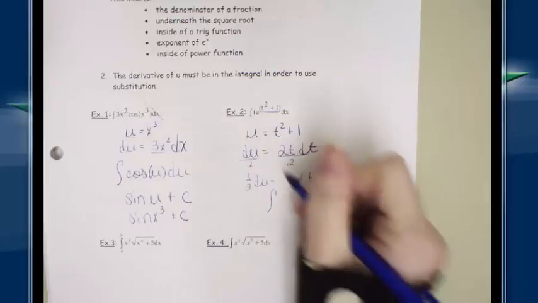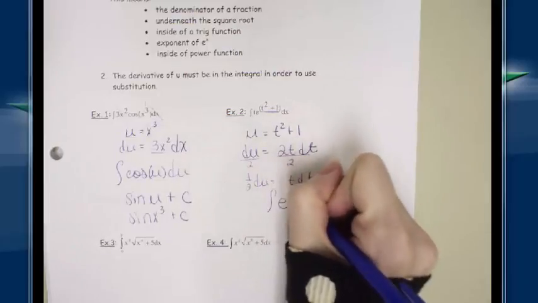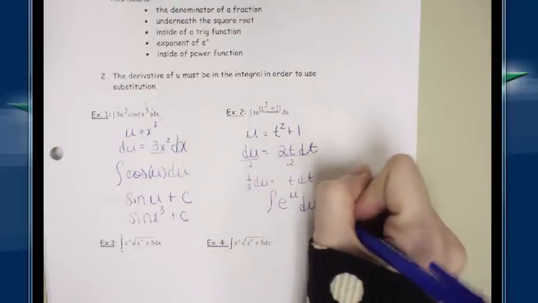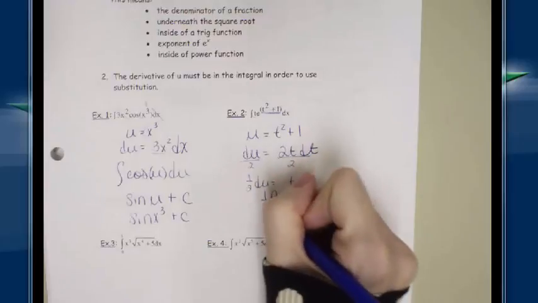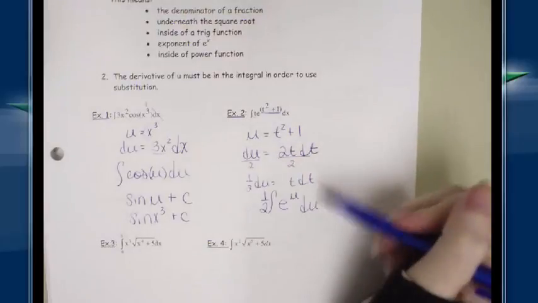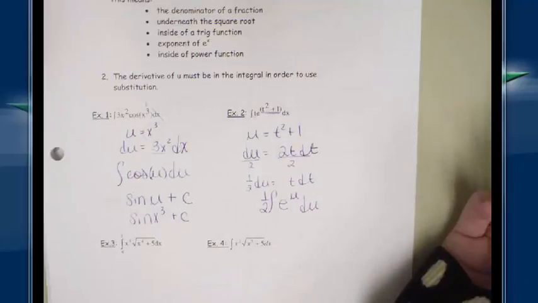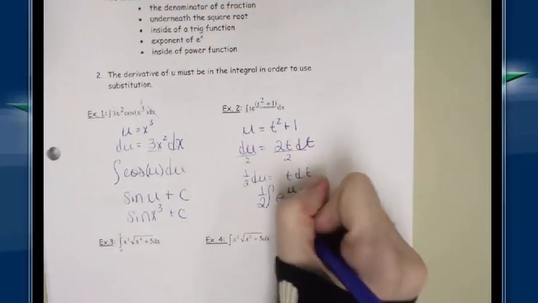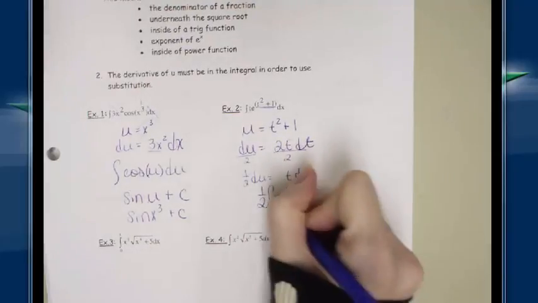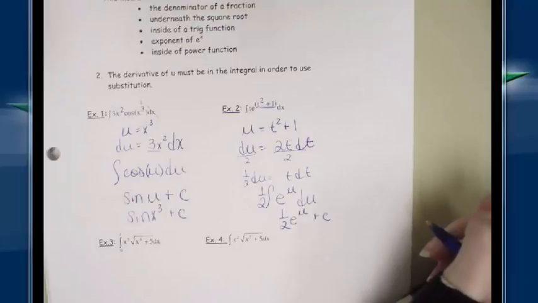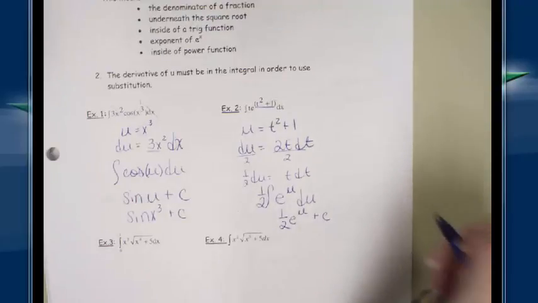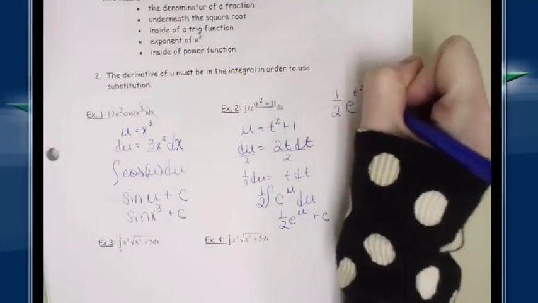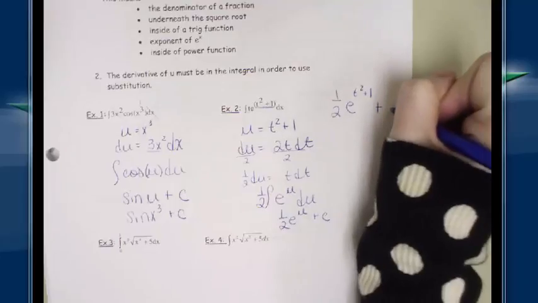So the integral, I'm going to write, is going to be e to the u. That takes care of that part right there and the e. When I write du, I'm going to write the 1/2 on the outside so I'm not changing the value. And that takes care of my t and my dt. So the antiderivative of e to the u is e to the u plus c. The 1/2 comes along for the ride, of course, right? And then you're going to have 1/2 e to the t squared plus 1, and then big plus c.